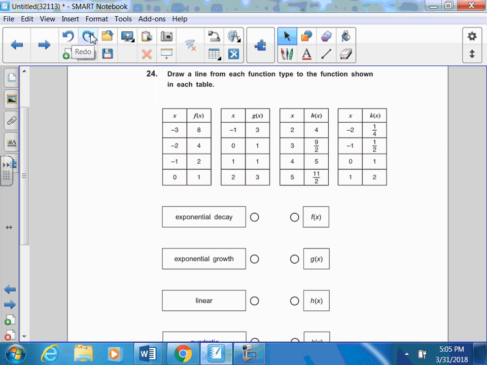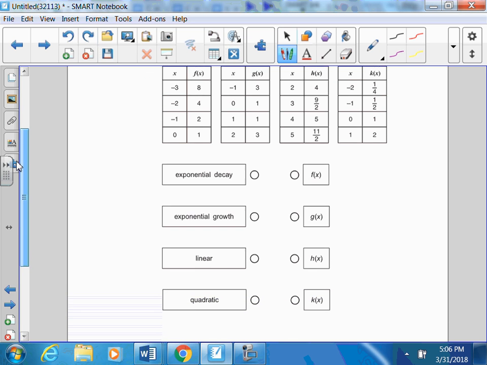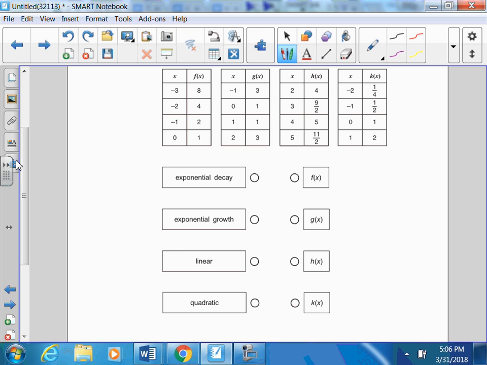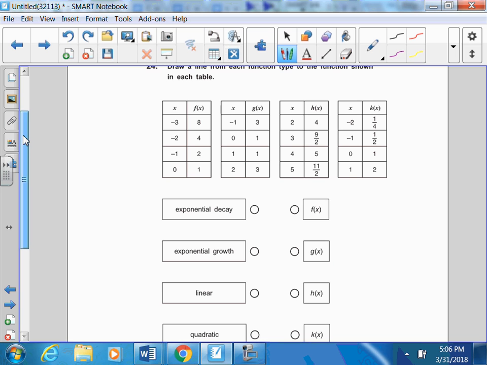All right, so you have 4 different functions, and we're going to compare them, see what types of functions they are. So let's talk about our options. First, we have exponential growth and decay, linear and quadratic. All right, so first let's determine what type of function we have for f of x.